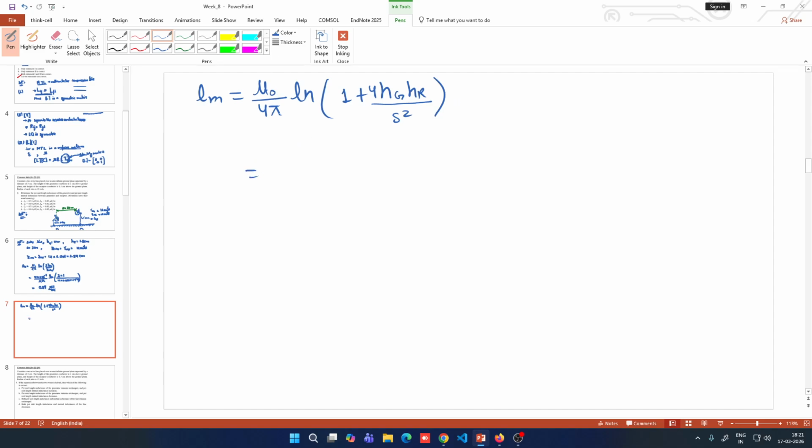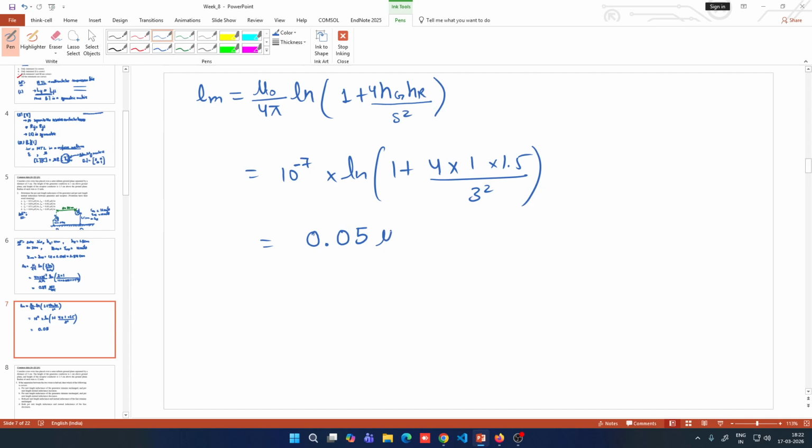Mu naught is 4 pi into 10 to the power minus 7, and since the denominator is also 4 pi, the only thing that remains is 10 to the power minus 7 into natural log of 1 plus 4 times hg, which is 1 centimeter, and hr, which is 1.5 centimeters. Since all the quantities are in centimeters, I'm not converting them into meters, I'm directly writing them here. And s is given as 3 centimeters, so s square. When we solve it, the answer comes out to be 0.05 microhenry per meter. So this is the mutual inductance between conductor 1 and conductor 2.